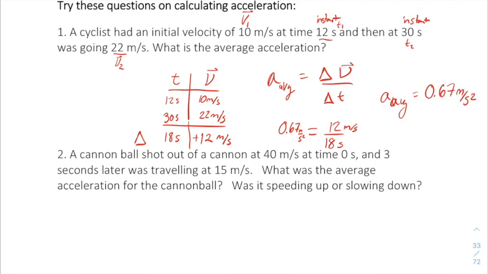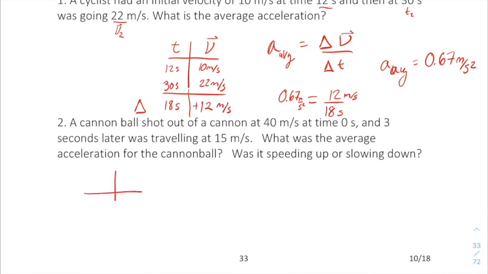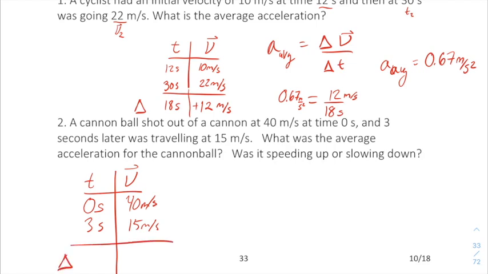Okay, a cannonball is shot out of a cannon at 40 meters per second. So again, I want to have a little velocity chart and a time chart. I had a time of 0 seconds, when it's shot out, and it's initially firing at 40 meters per second. Then 3 seconds later, it's only going 15 meters per second, some high winds or something against that cannonball. So what is the average acceleration for this cannonball?